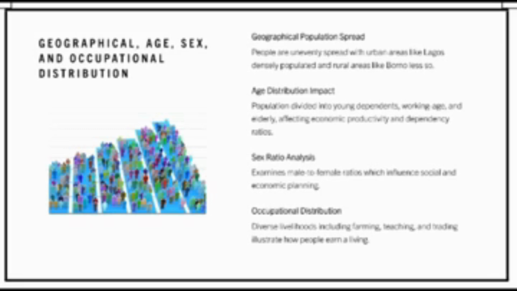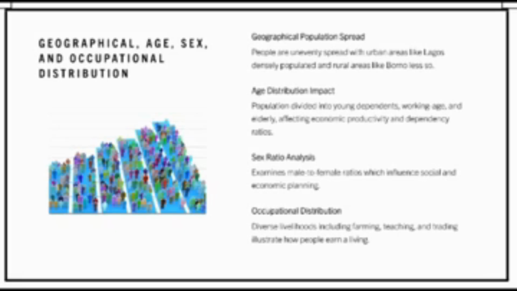So the third categorization of population distribution is by sex. For sex we have the male to female ratio. In Nigeria, for instance, Nigeria has slightly more males than females according to the last census.